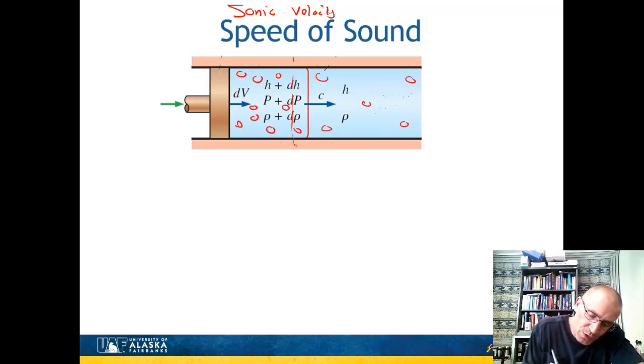And now what we're going to do is an energy balance over this wave. And this wave is moving with a velocity. We'll call that velocity c. We're going to find out that's the sonic velocity. That's the speed at which this wave is moving, where I have less dense material on one side and high density material on the left-hand side.